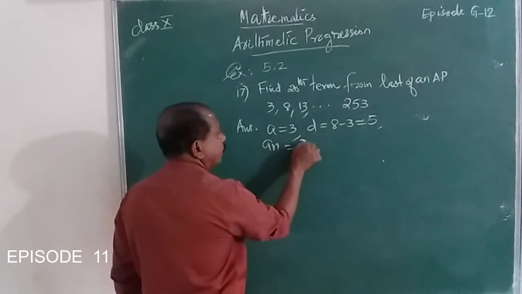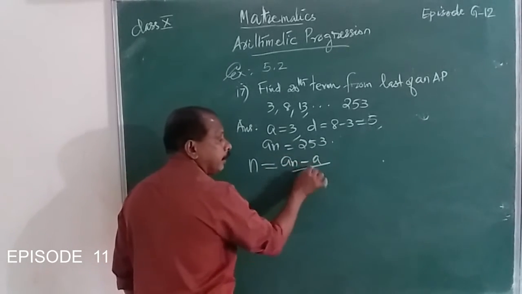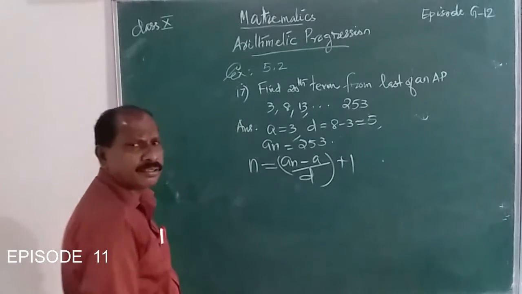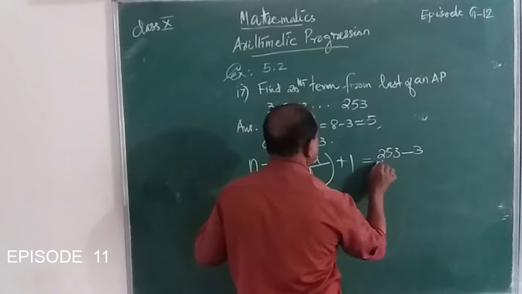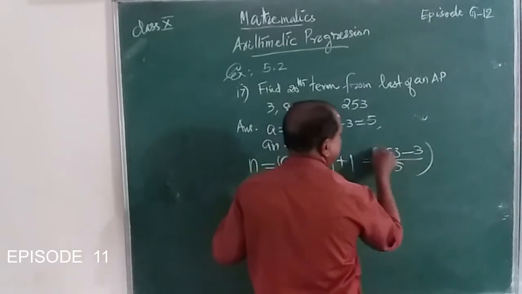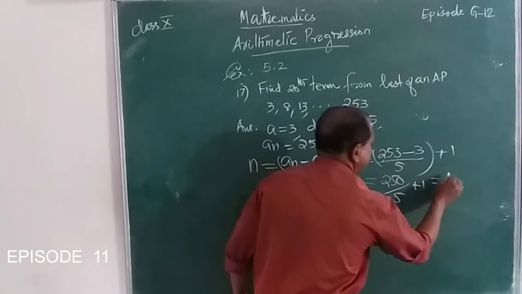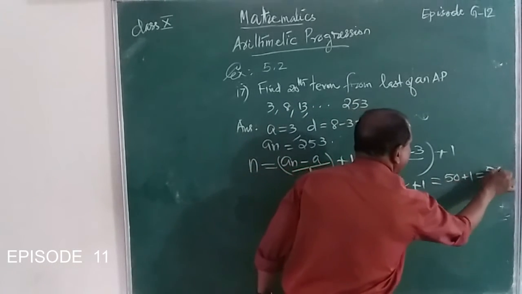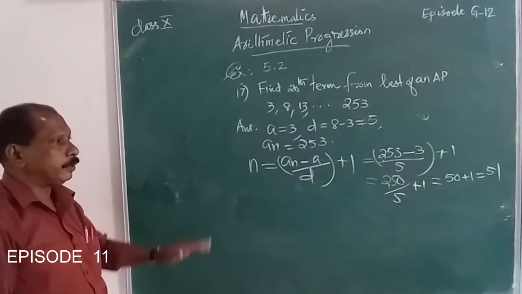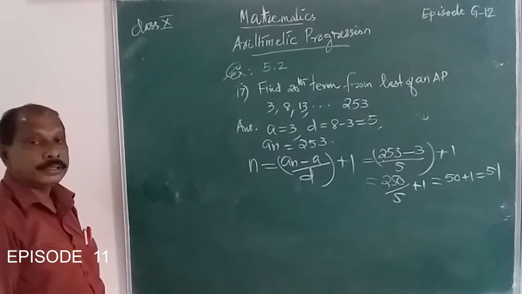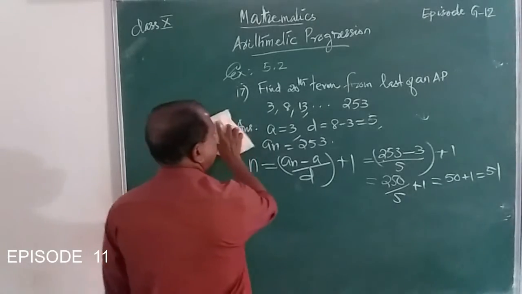Then An is equal to 253. Therefore, the number of terms is equal to (An minus A) by D plus 1. That is (253 minus 3) by 5 plus 1. That is 250 by 5 plus 1, which is 50 plus 1, equal to 51. Therefore, the total number of terms of that arithmetic progression is 51. Clear?